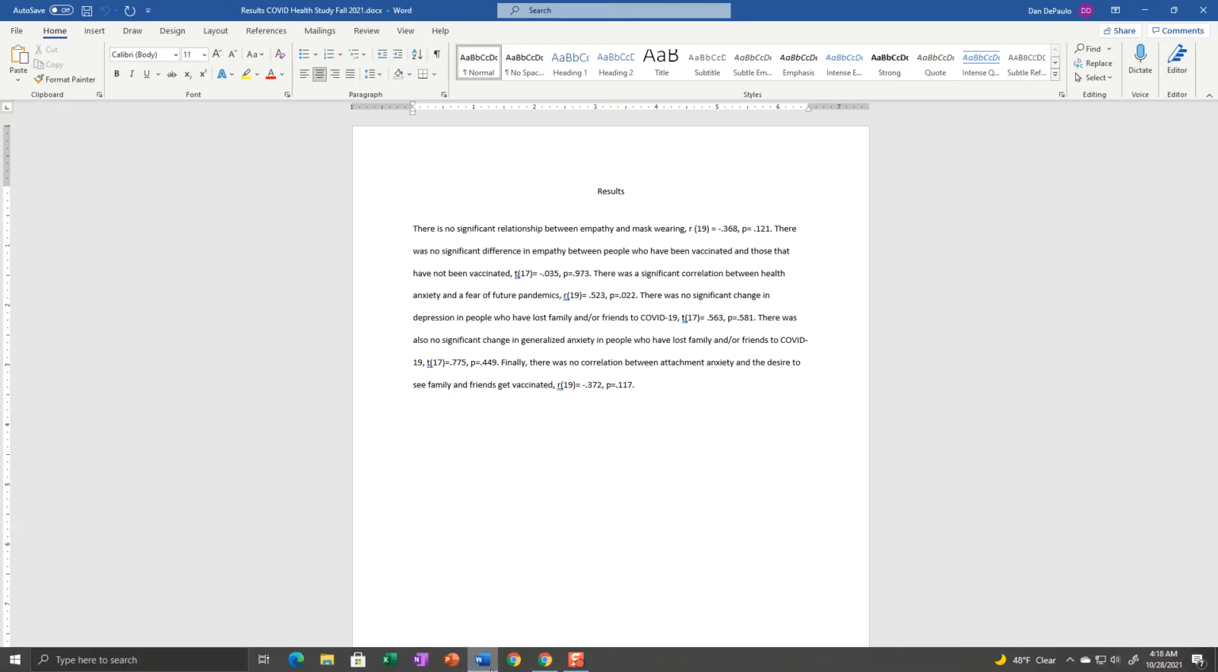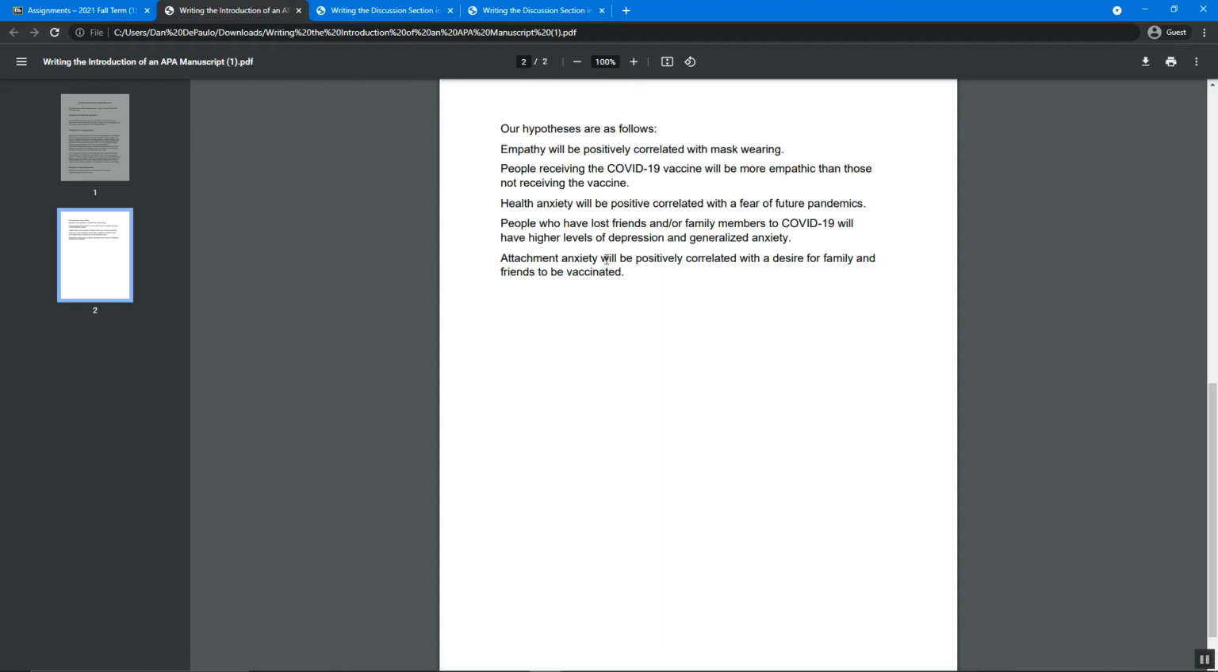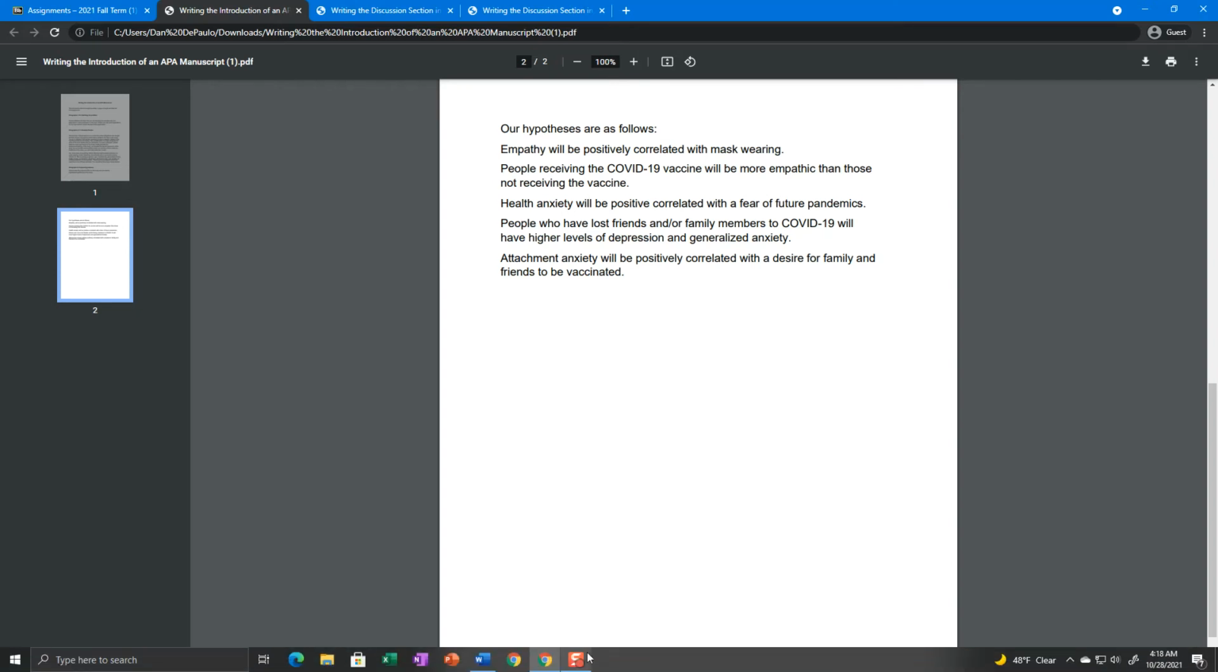And let's look at the last hypothesis. Attachment anxiety will be positively correlated with desire for family and friends to be vaccinated. So if you tend to be more clingy and you cling to your relationships, you're going to be more worried about your family and friends getting vaccinated because you want them around. You don't want them to get sick. And you definitely don't want them to die.